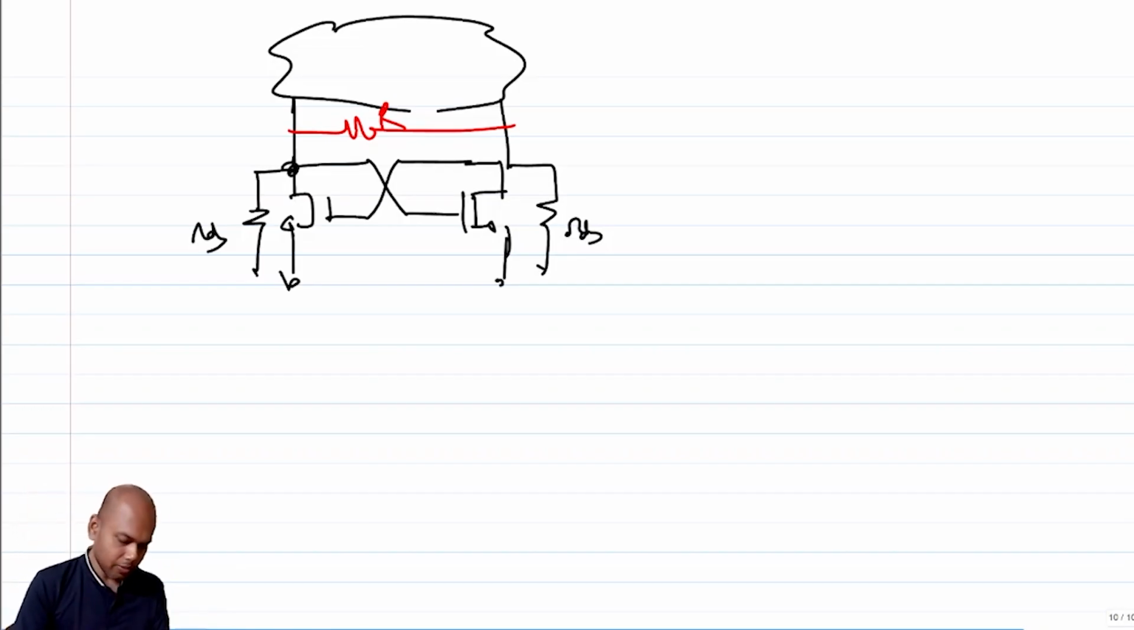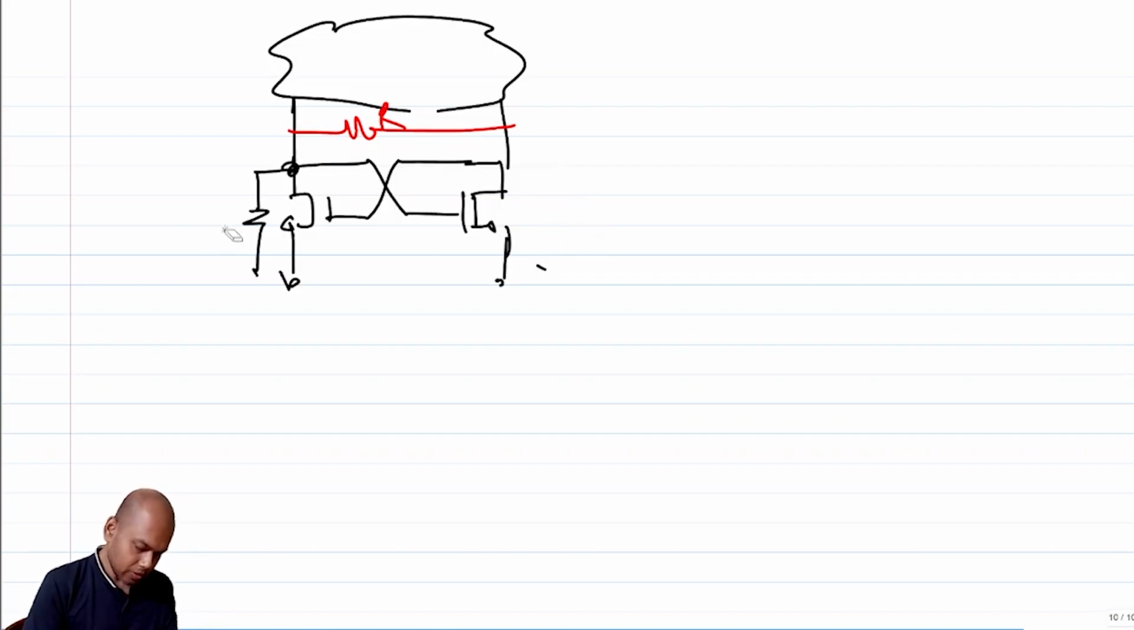Okay. What about the parasitic capacitance? What impact will that have?